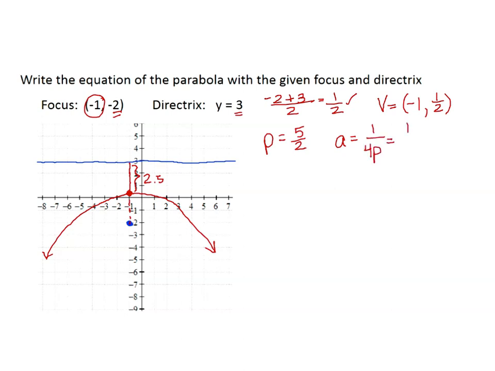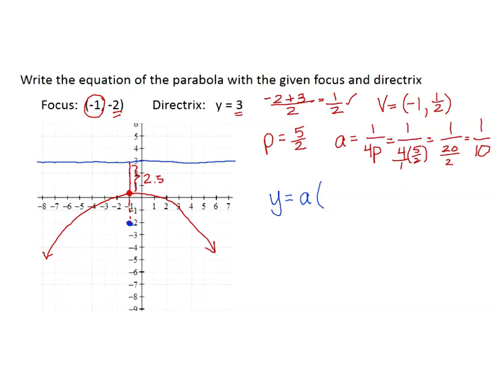So for A, I have to do 1/4P, which is 1/4 times 5/2. Remember, multiplying fractions, don't let this mess you up. You can write it as 4/1 if that helps. And then you just go straight across. 4 times 5 is 20. 1 times 2 is 2. And now that simplifies to 1/10. So that's my A. Once I have A and I have my vertex point, I can write the equation.